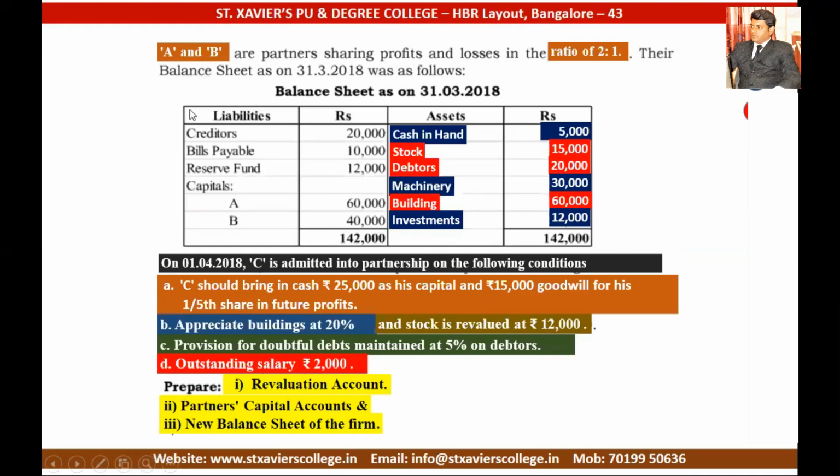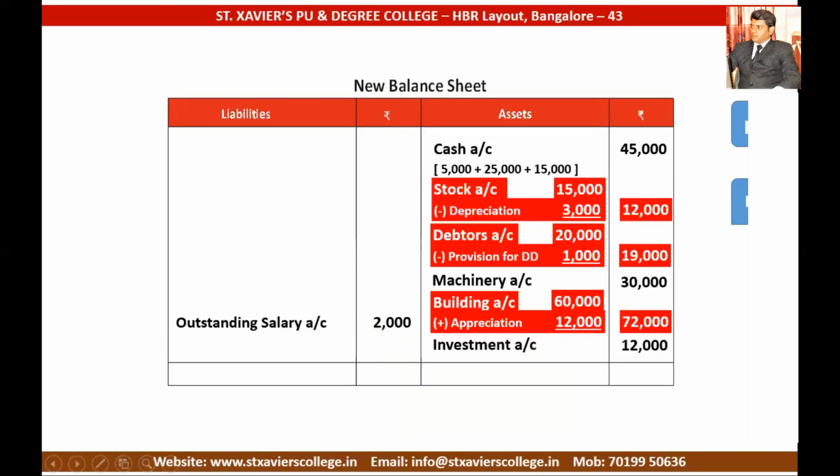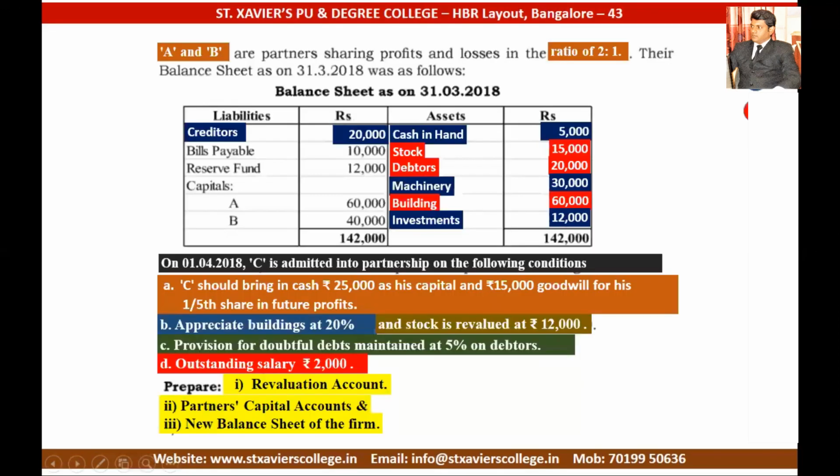We need to come back to the liability side. See the first entry we have. We have creditors. There is no adjustment of creditors. So from the balance sheet, it goes to the new balance sheet as it is. Creditors 20,000. Again, we have bills payable. There is no adjustment for it. It goes as it is from the balance sheet to the new balance sheet.